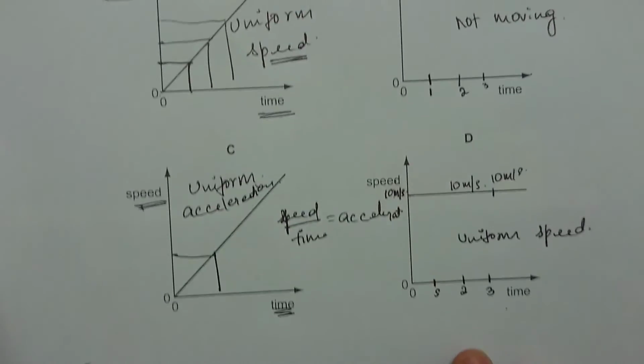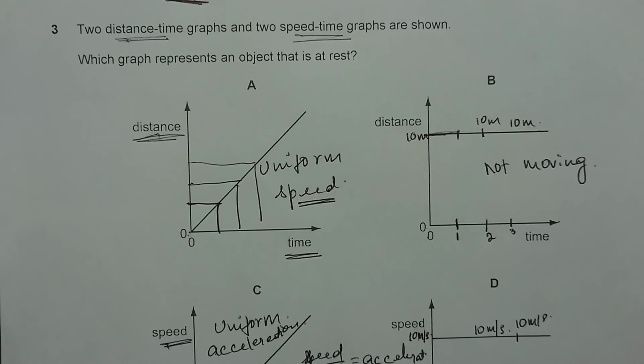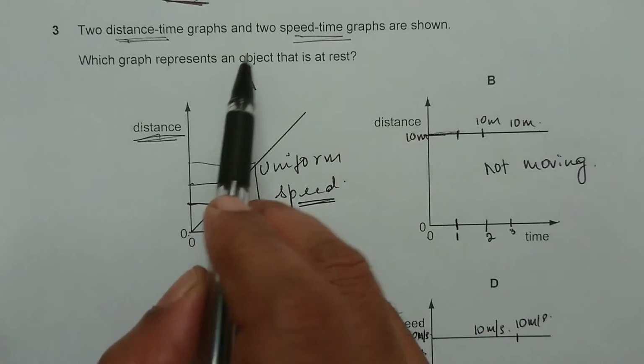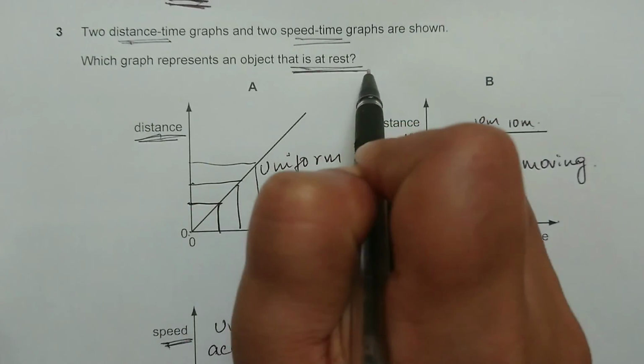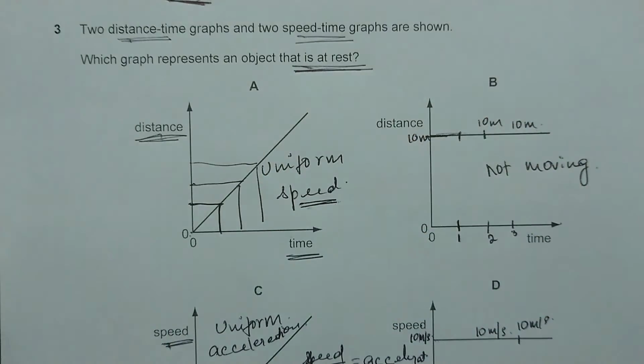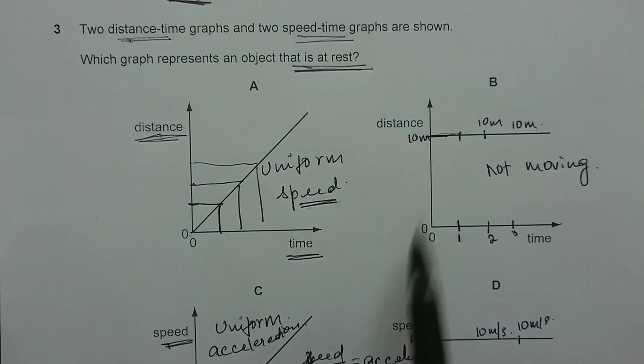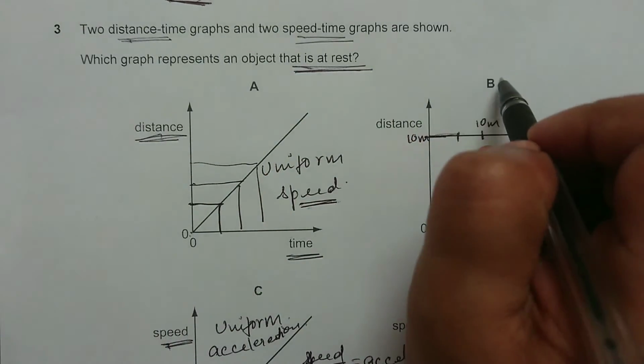So what is the question they are asking? They are asking you which graph represents the object at rest. Rest means not moving. So which is your option? Not moving option is B.